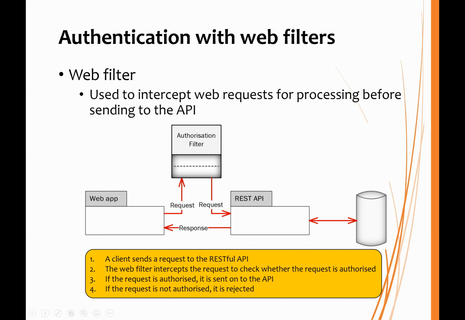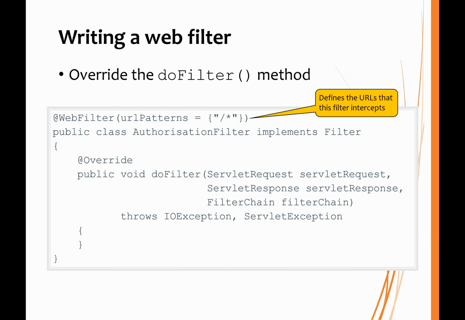And if the roles grant permission for the requested resource, the request will then be forwarded to the API for processing. If the authorization is declined, then the filter will send back to the web application a response that says the request is not authorized.